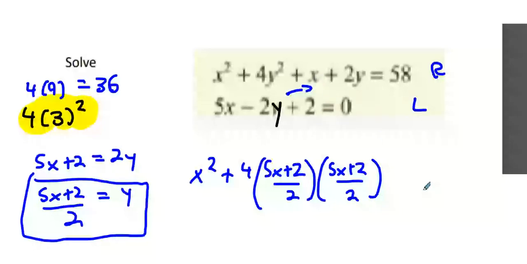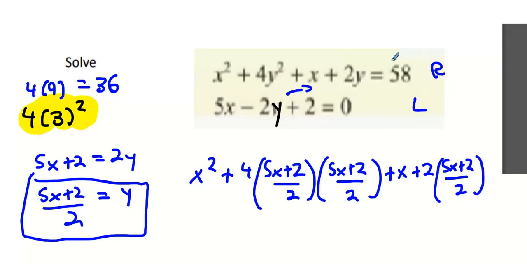We still have x. We have 2 times y. So it's 2 times 5x plus 2 over 2. Bring the 58 to the other side and it becomes minus 58. Is that okay? You probably can't see that 58 in the corner. I'll just make it a bit brighter. Everybody see that that's 58?